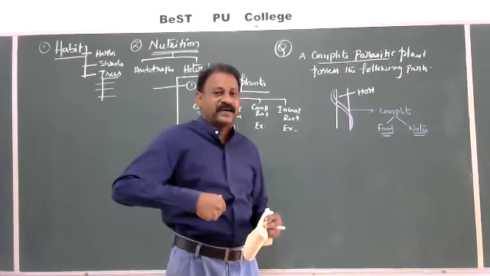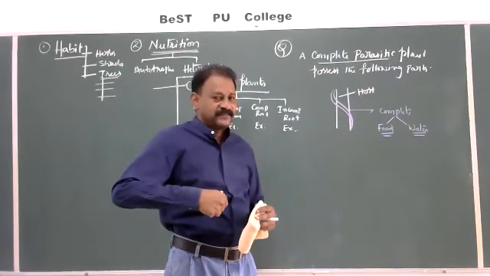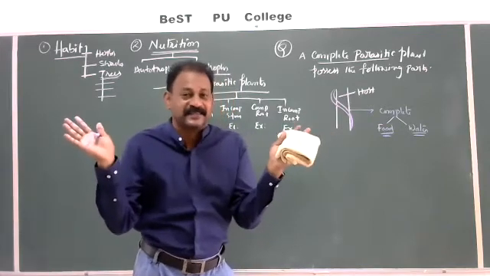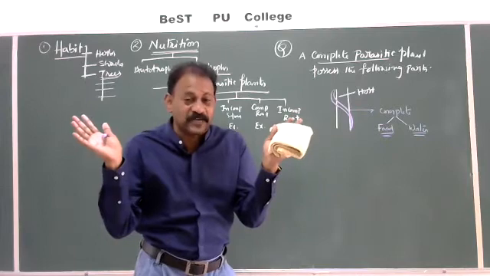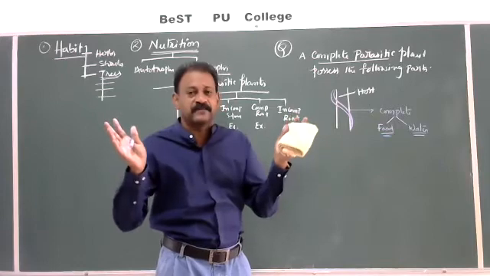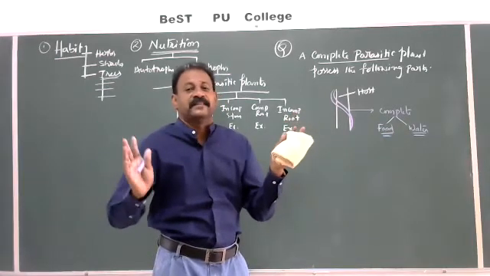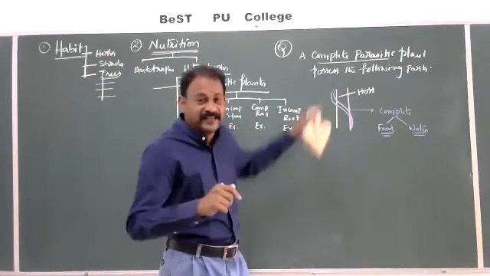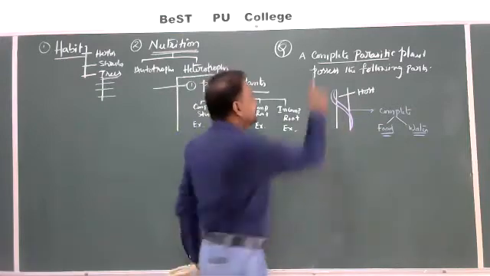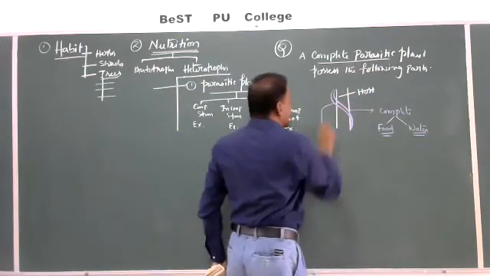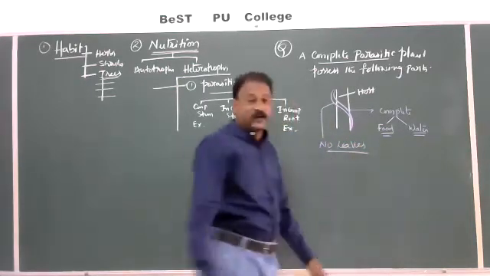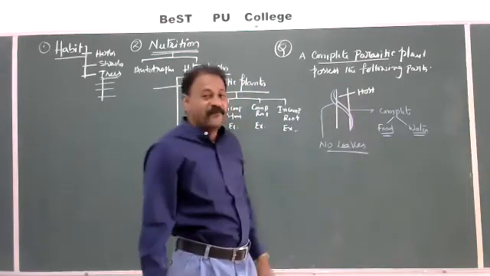And with the help of this water, remember this, my dear students, with the help of leaves which are present in the plants, leaves are the structures which are responsible for photosynthesis. They will absorb carbon dioxide, they will absorb sunlight. With the help of chlorophyll, they will prepare food. So here, a complete parasitic plant depends upon a host plant. It means this complete parasitic plant does not possess leaves.